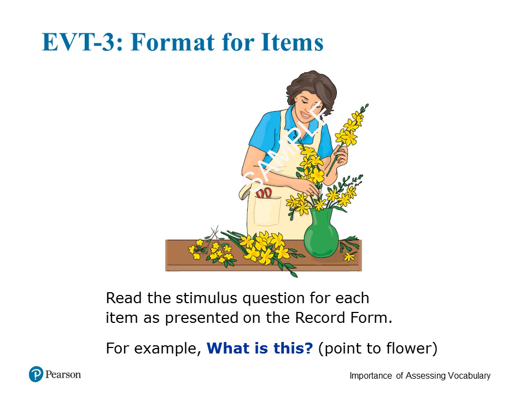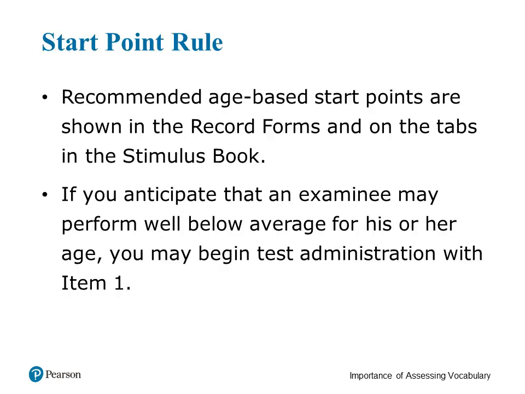For the EVT-3, the examiner shows a picture to the examinee and asks something about the picture. And then the stimulus question for each item is listed on the record form. So, for example, you can see here that the question is, what is, and you would point to the flower. What is this? And point to the flower.